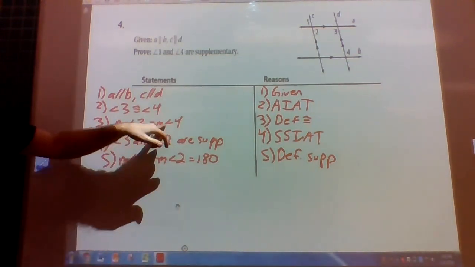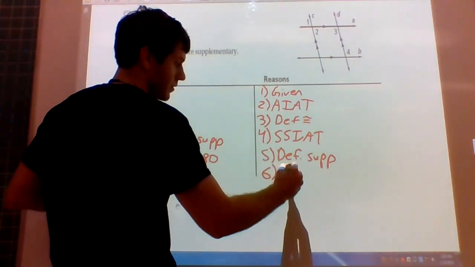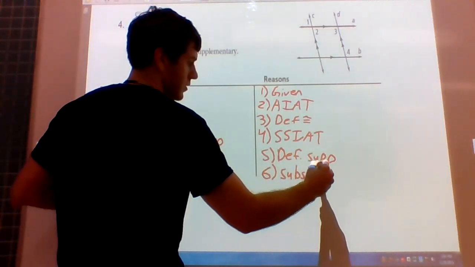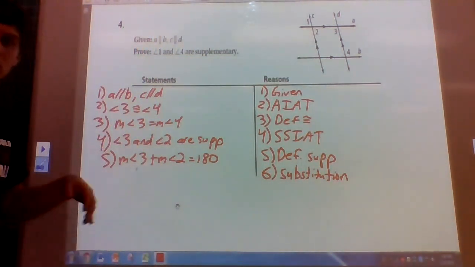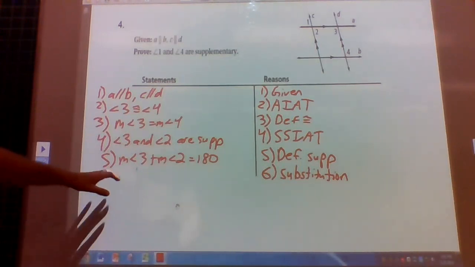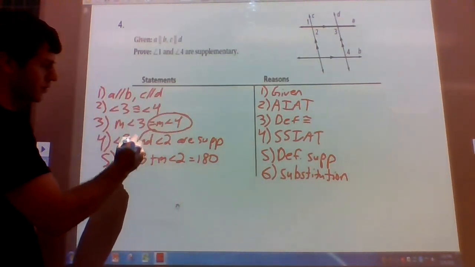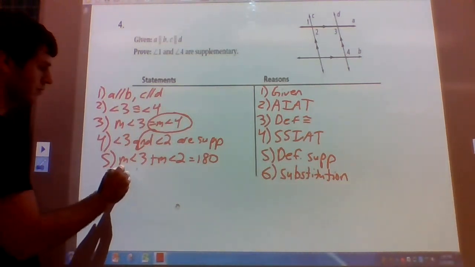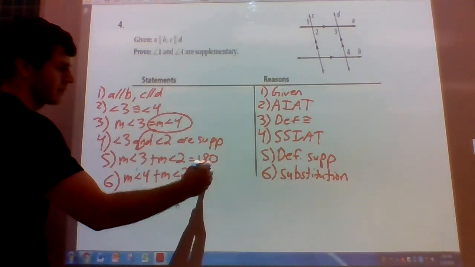We know that the measure of angle 3 equals the measure of angle 4, though, so we can do substitution. And I know this is a little bit more tricky because it doesn't have the numbers. The one on the quiz had numbers, but it's the same idea. Instead of 3, we're going to replace that with the 4. So we're going to substitute in the 4 for 3. So substitution gives us the measure of angle 4 plus the measure of angle 2 equals 180.